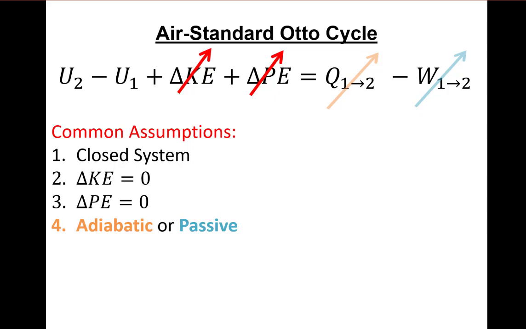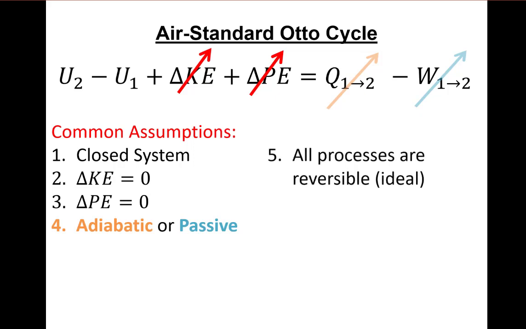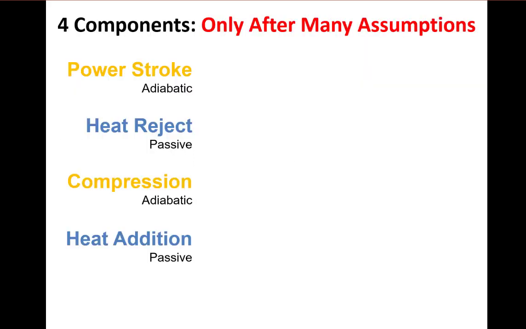2 of them are going to be adiabatic, right? So that's the compression and the power stroke, right? And 2 of them are going to be isochoric. That's when we're adding and rejecting heat, how we're modeling ignition and exhaust. We're also going to assume all processes are reversible. So if there's no heat transfer, then that process is isentropic.